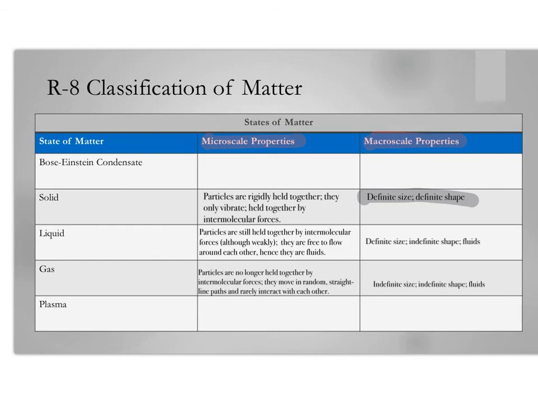Gases at the microscale have particles that are no longer interacting with each other constantly. They might interact in fleeting moments when two random particles come close to each other, but it's very rare. So they're no longer held together by intermolecular forces. They move in random straight line paths, and therefore they are still fluids.